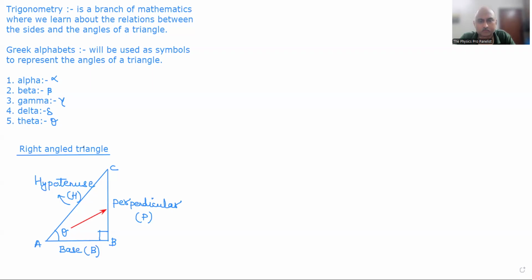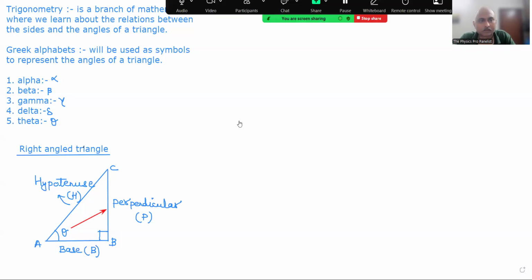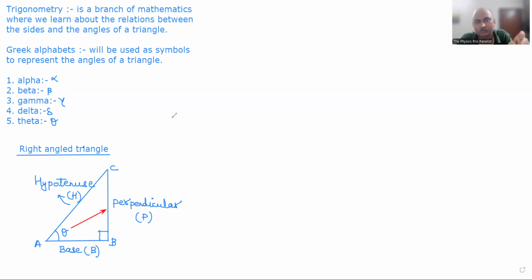Then what is the use of Greek alphabets? They are used as symbols to represent the angles of a triangle. In this triangle, can you see I am using this theta to represent the angle A? That is the use of Greek alphabets. Only that is the use, nothing more than that. We are not going to learn how to speak in Greek or write in Greek, or Greek grammar. No. Okay? Now, I hope I have answered your query.